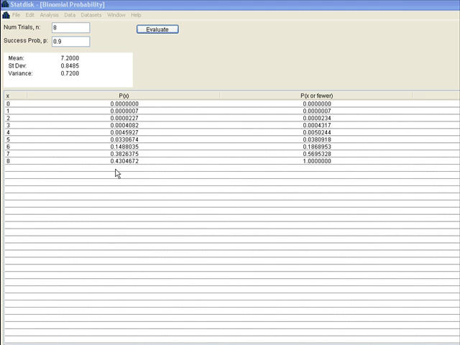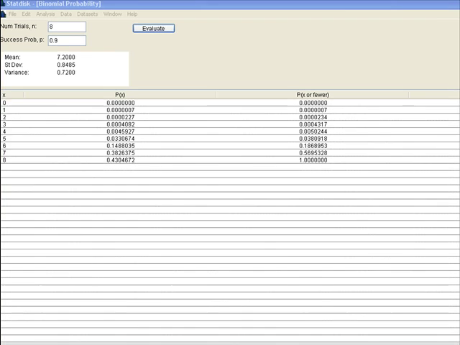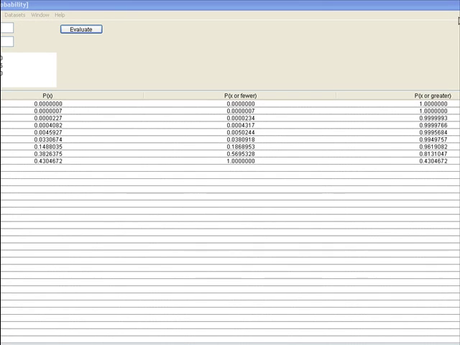Part C, find the probability that the number of dollar bills with traces is 7 or more, so we want 7 or greater. Now, you'll notice two other columns here, P of X or fewer, and over here, P of X or greater. So 7 or greater is going to be right there, 0.813.